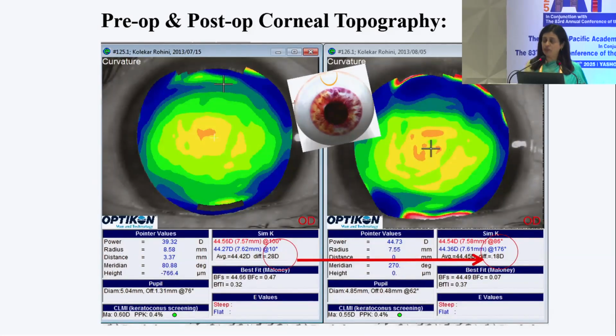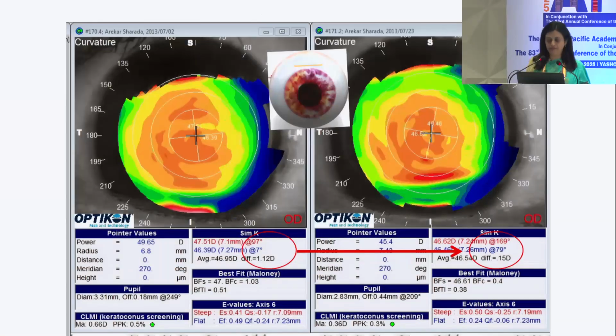Again, I'll take you through a few more examples of different magnitude and axis of astigmatism, and how this scleral wound modulation helps in neutralizing. Here we see preoperatively 0.28. The patient underwent a perfect U-shaped superior incision, and there is hardly any induction of SIA.